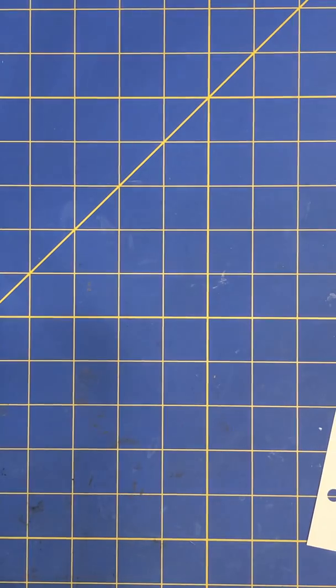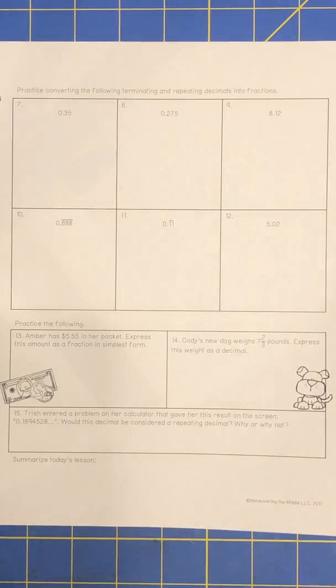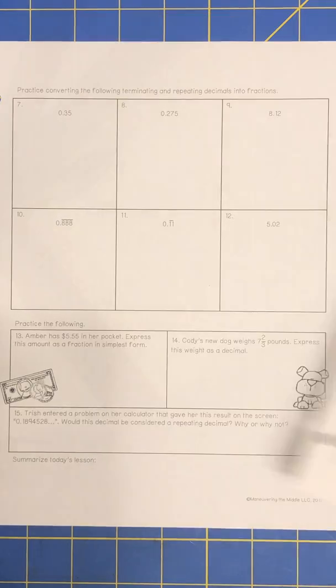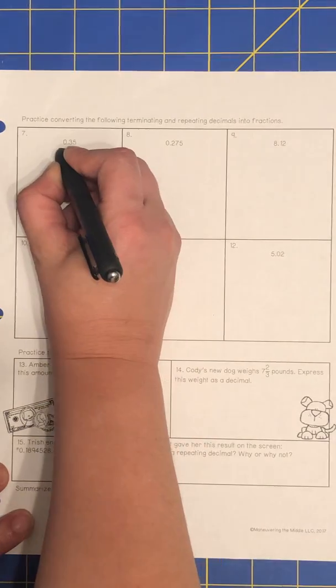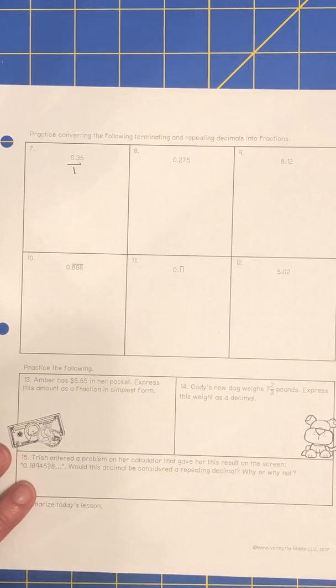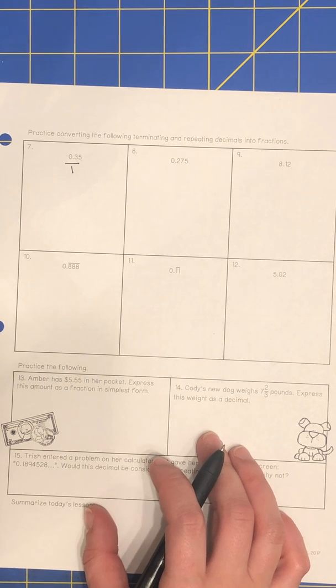So that's converting fractions into decimals. Now we're going to do the opposite. Now we're going to convert decimals into fractions. We're going to do the inverse. If we look back at our notes, it says to convert a decimal to a fraction, put the decimal over 1, make it into a fraction, and then keep multiplying it times 10 until you get, multiply the numerator and denominator by 10 until there's no longer a decimal in the numerator.